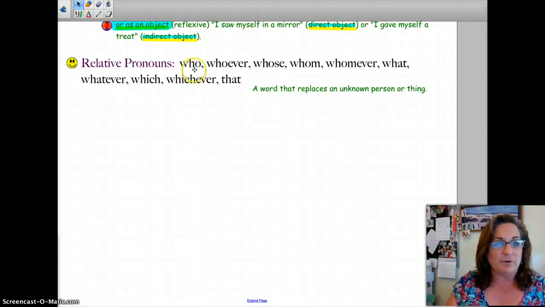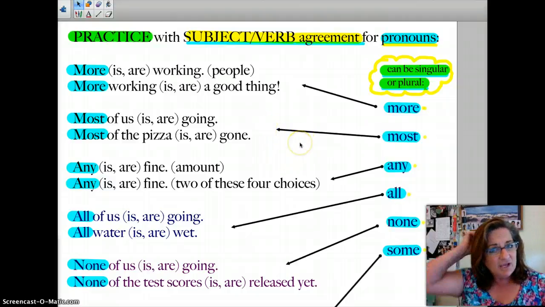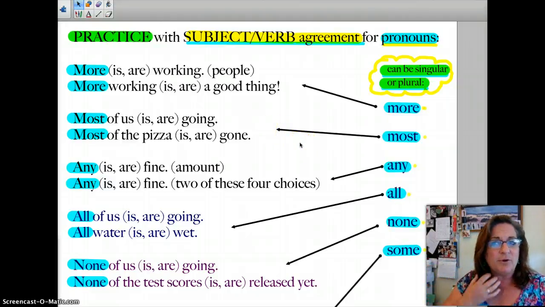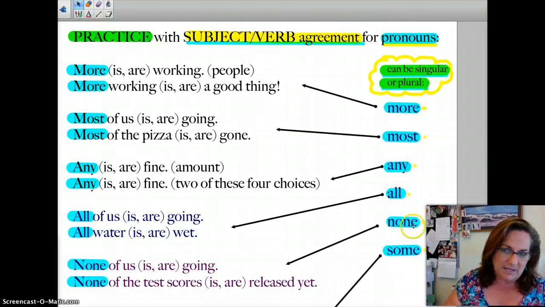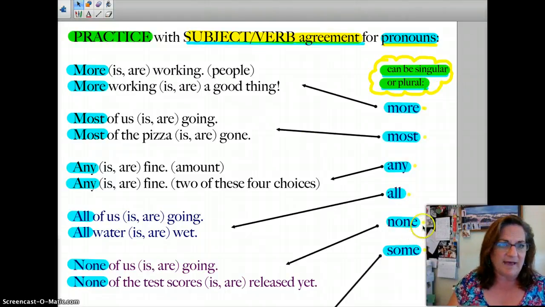That's why this is a pronoun. Who is here? Susie. Okay, and all of these function that way too. So there are a lot of them. What I want to go over with you is give you some practice doing subject-verb agreement with pronouns, because some of them can be either singular or plural. So here are some examples of that.